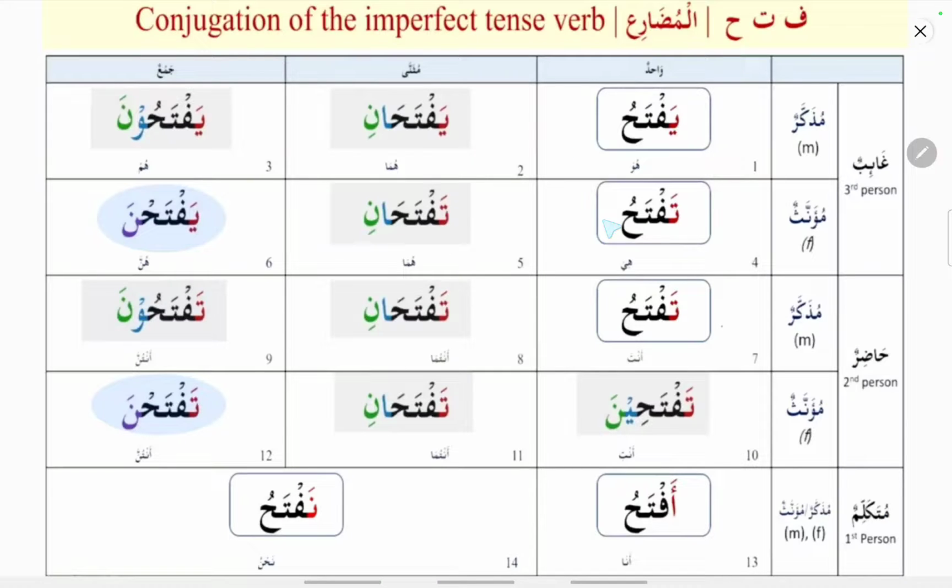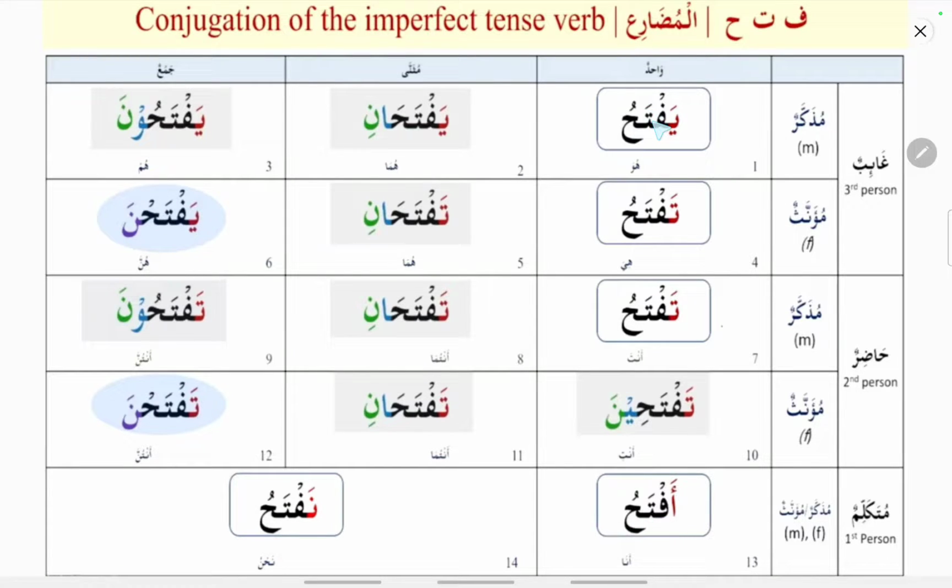So here you can see Failul Mudari, all the 14 conjugation forms. So all the 14 seghas you can see starting from 1 till 14, which is being divided based on person, that is first person, second person and third person, and based on number, that is singular, dual and plural, and based on gender, that is the masculine and feminine, that is yaftahu, yaftahani, yaftahuna, till aftahu, naftahu.